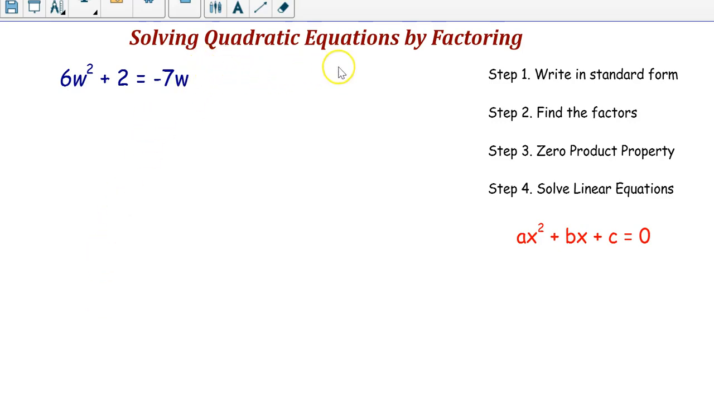Solving quadratic equations by factoring. So here we have an expression 6w square plus 2 is equal to negative 7w.